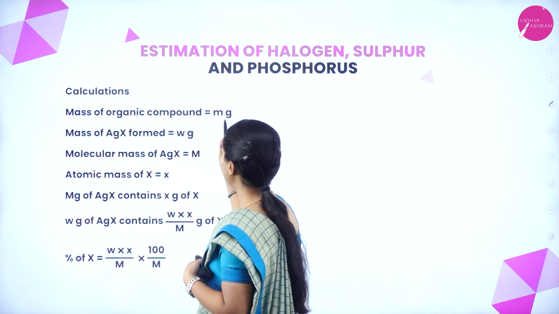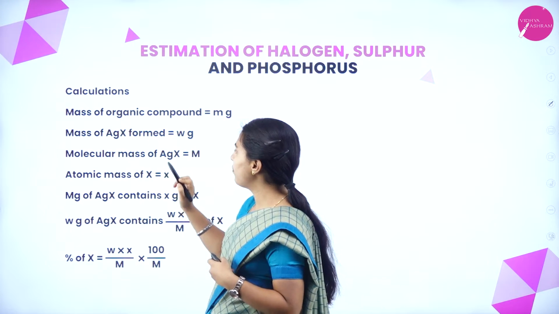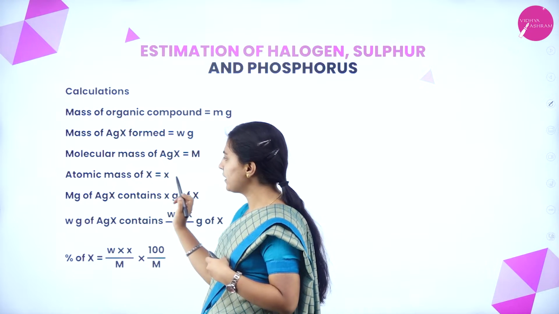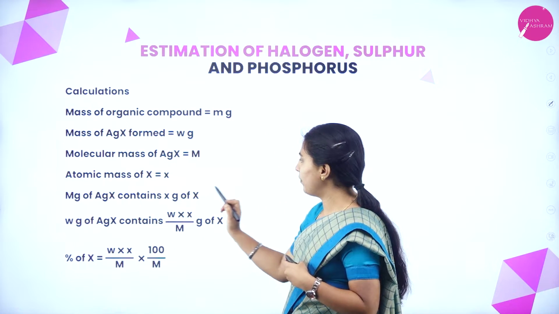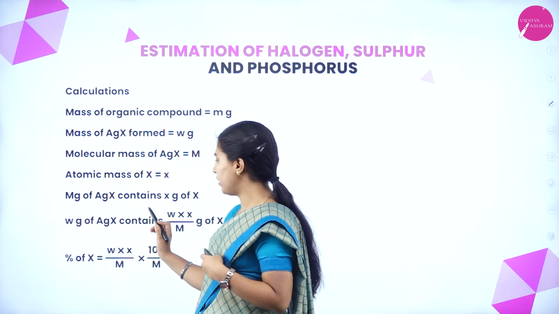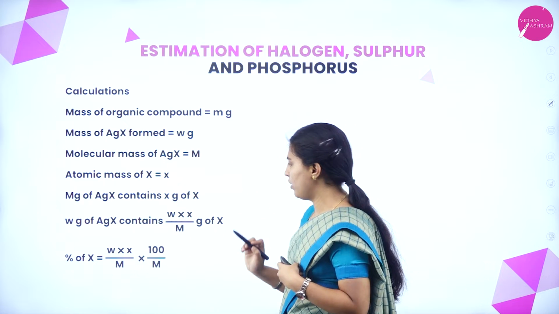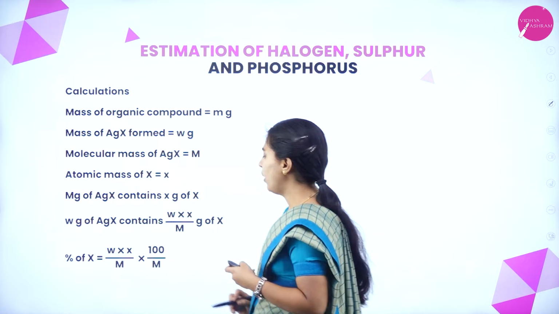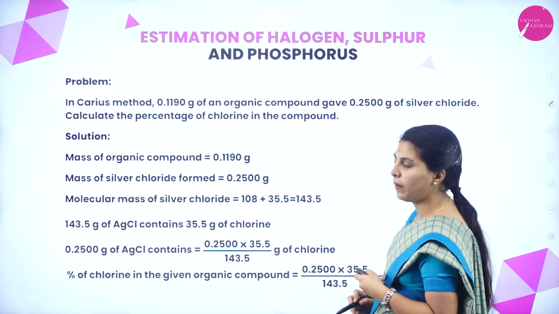Mass of organic compound is m gram, mass of the silver halide formed will be W gram. Molecular mass of silver halide will be M, atomic mass of halogen will be X. M gram of silver halide contains X gram of halogen. So W gram of silver halide contains W into X by M gram of halogen. So overall percentage of halogen is W into X by M into 100 by m, where m is the mass of the organic compound. We'll see the problem now.